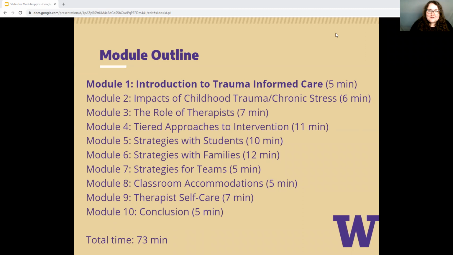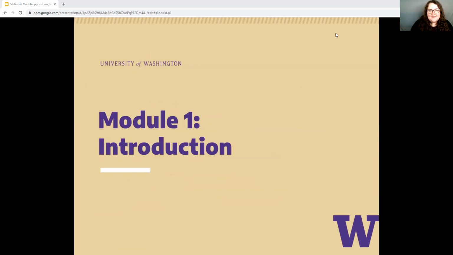Module 7 will go over strategies for working on multidisciplinary teams. Module 8 will provide suggestions for classroom and environmental accommodations. Module 9 will go over therapist self-care, and Module 10 will be a conclusion. The overall time should be about 73 minutes for all 10 modules, including this one. So now we will be transitioning to Module 1, which is going to provide an introduction to trauma-informed care.